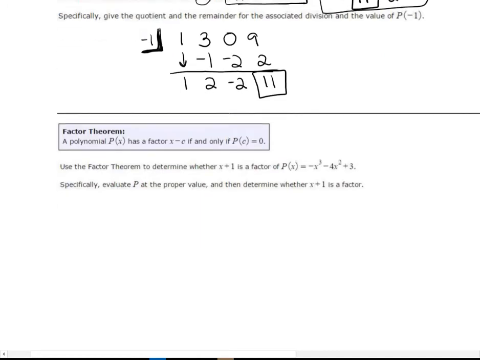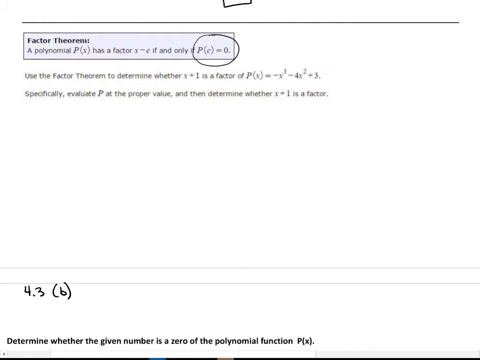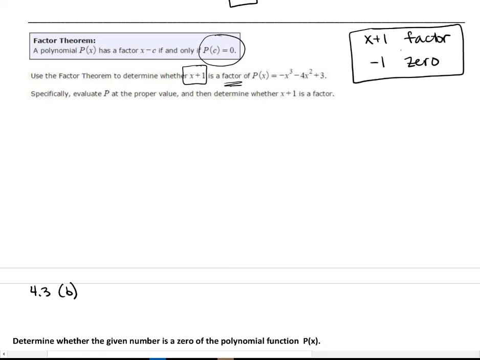And now we have what's called the factor theorem. The factor theorem: a polynomial p of x has a factor of x minus c if and only if p at c is 0. So if we divide and we end up with 0 as a remainder, we have found a factor, and that also means we've found a 0. So let's use the factor theorem to determine whether x plus 1 is a factor of this polynomial. Now if x plus 1 is a factor, that means that negative 1 would be a 0. So keep making that association. We need to see if this is true.